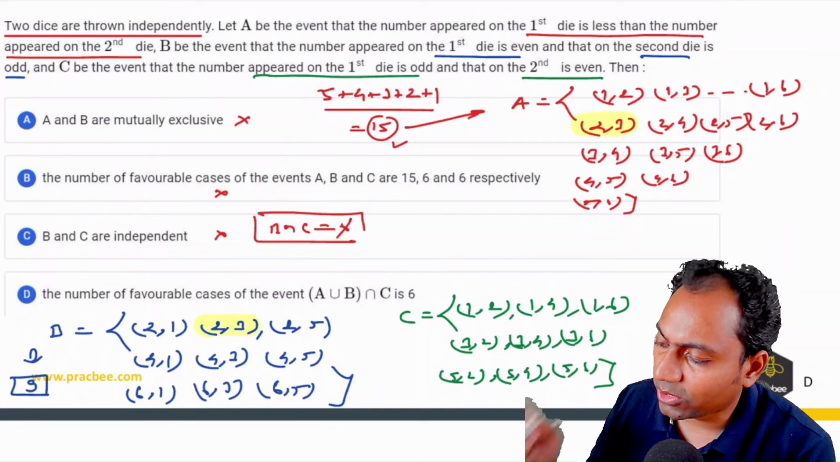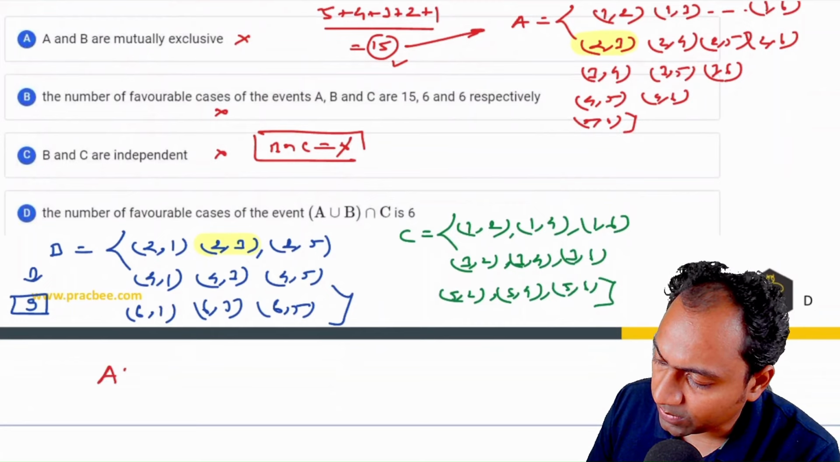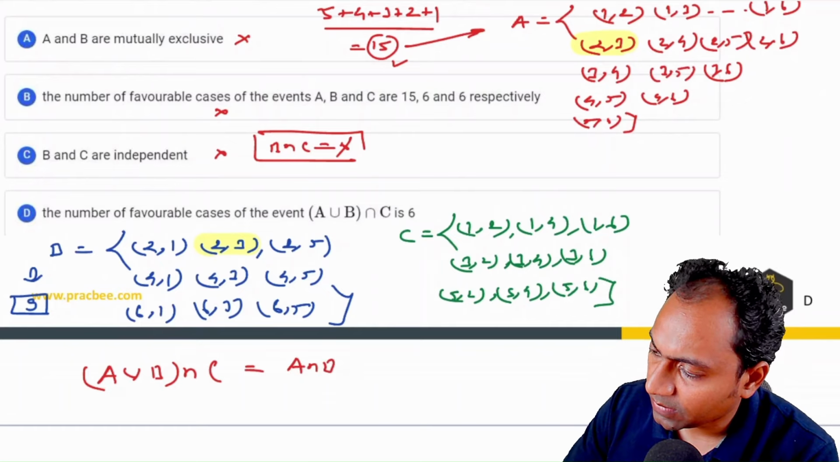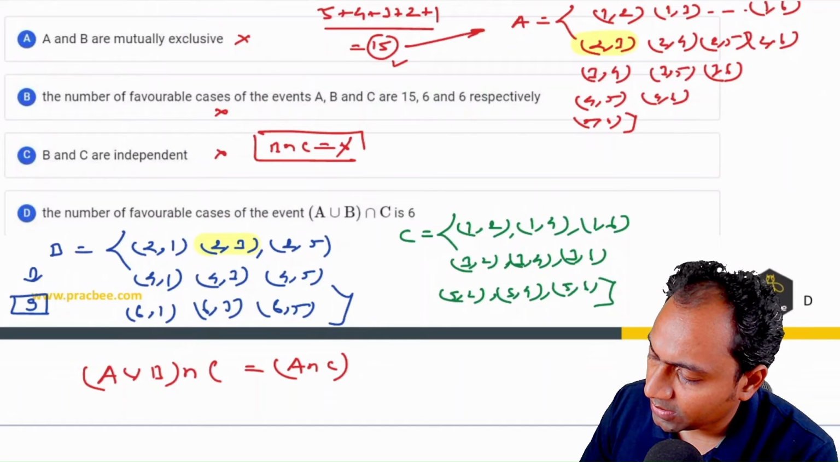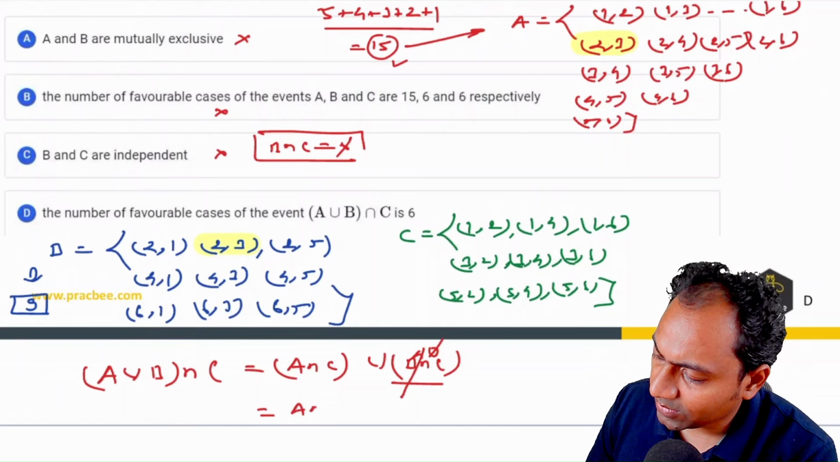But if you check option D, if I take A union B intersection C, and use the property of set theory, distribution of intersection over union, it can be written as A intersection C minus A intersection B union B intersection C. Now B intersection C is nothing but the null set. So this will become the null set. So it is nothing but A intersection C.